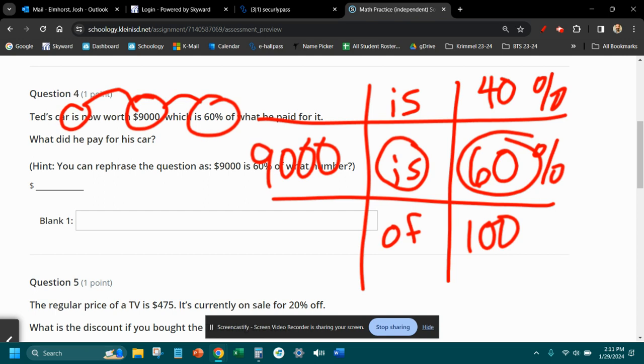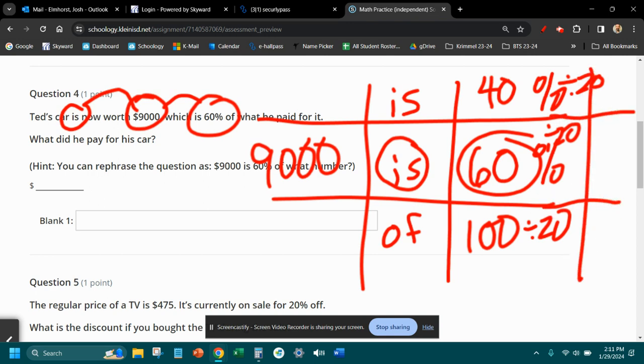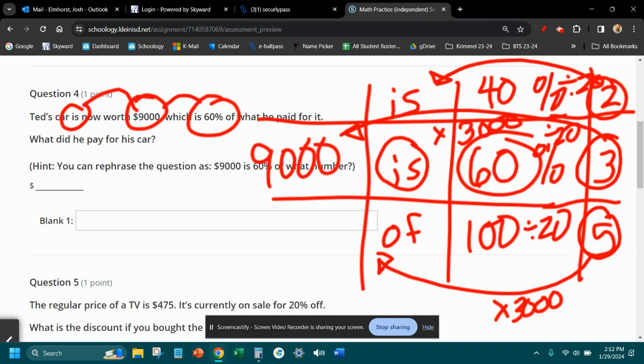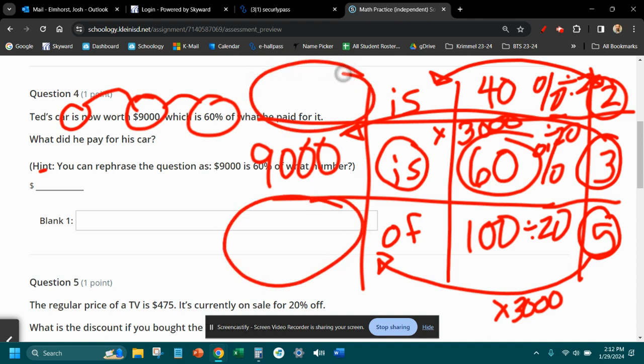So if we look at our proportions here, 60 does not have a factor that works for 9,000, but we can divide each one of these by 20 to help us simplify. So 40 divided by 20 is 2, 60 divided by 20 is 3, and 100 divided by 20 is 5. Now that we simplified it, does 3 have a factor that works with 9,000? 3,000. So we're going to multiply each one of these by 3,000. And then we can identify how much he paid for his car.